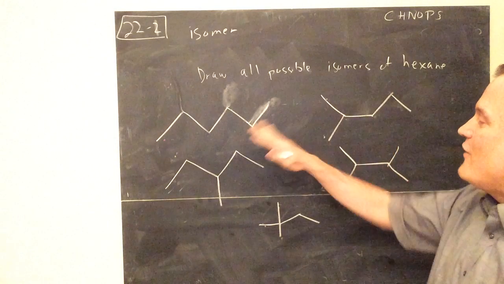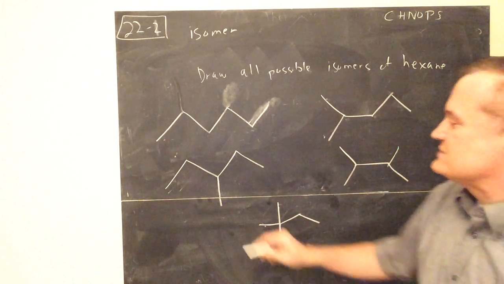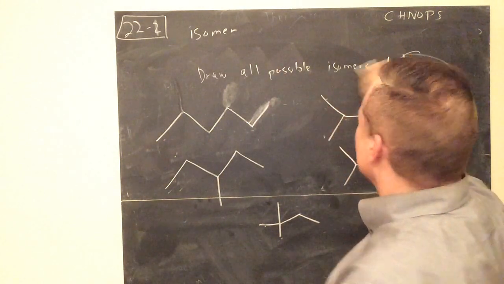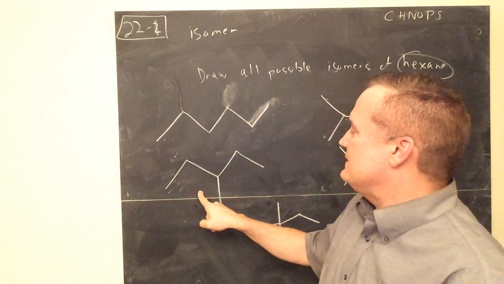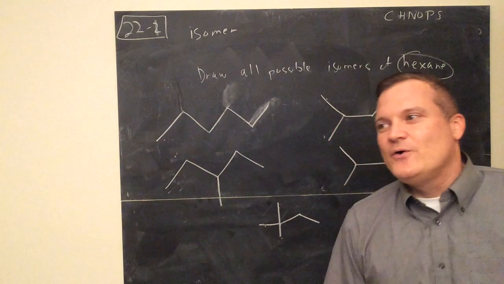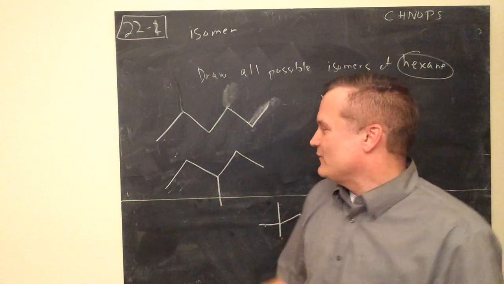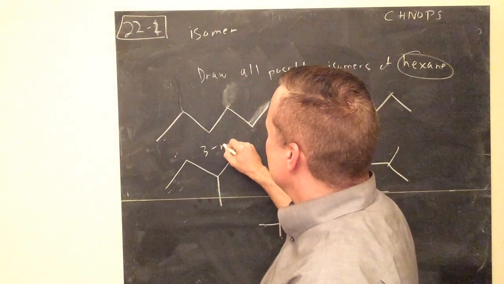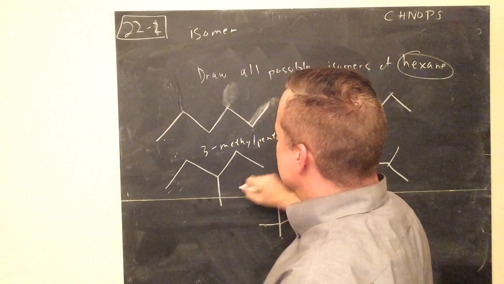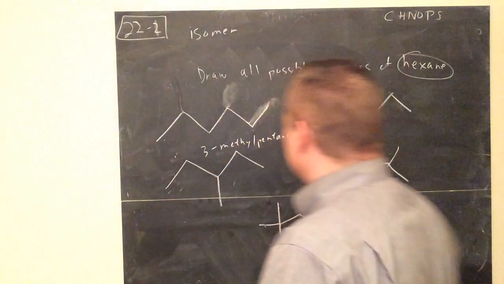Yes, they all have special names, and it helps to do this one. Actually, even though it's called hexane, the technical name of this one is going to be 3-methylpentane. That's the name of that chemical right there. Now, you wouldn't need to know that yet. I'm going to be getting to that in the next section.